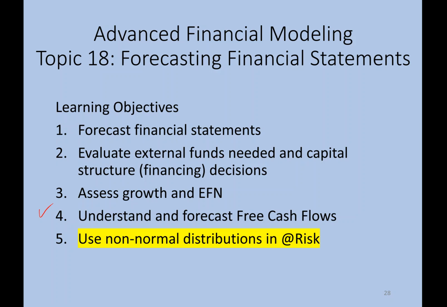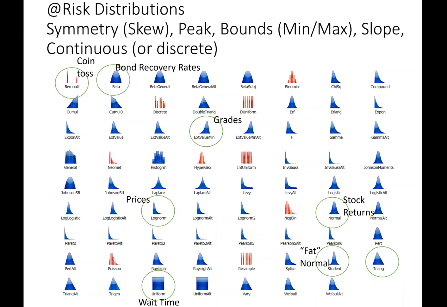Advanced Financial Modeling, Topic 18, Forecasting Financial Statements, Section 5. We're going to use non-normal distributions in our model that calculates free cash flows at risk. So let's talk about distribution.